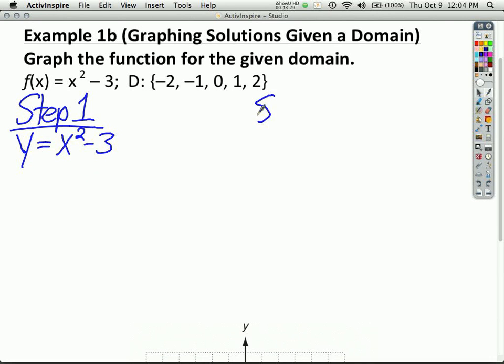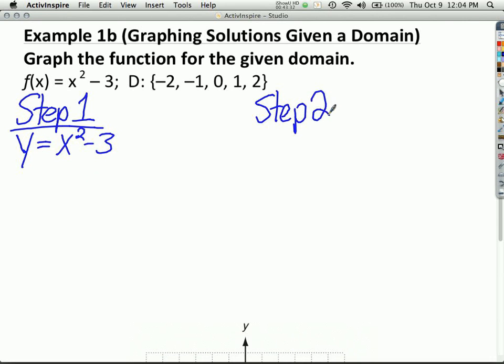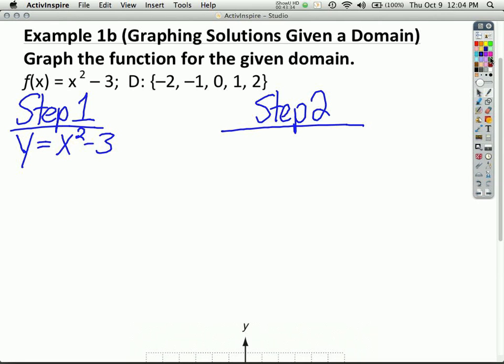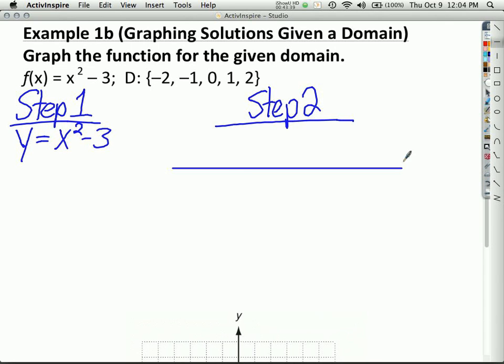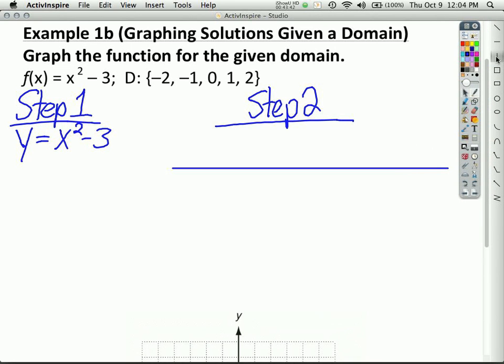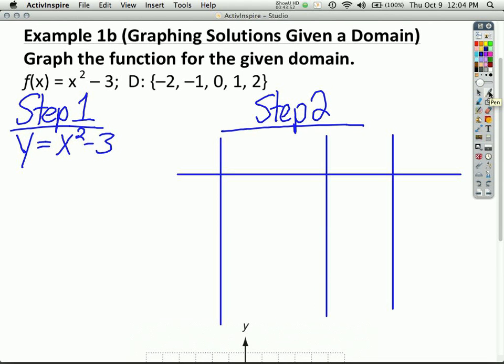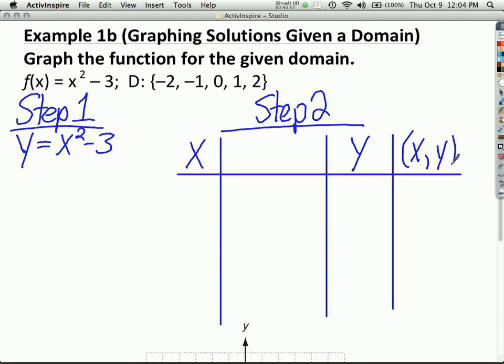Step 2, make a table of values using the function from step 1 and the domain that we're given. But now you can make a 4-column table with a thin column, a wider column, and then 2 thinner columns on the end. And the headings will be x, this is a y, this is the ordered pair. And now we know the function that's going to go right here. It comes from step 1. Y equals x squared minus 3.